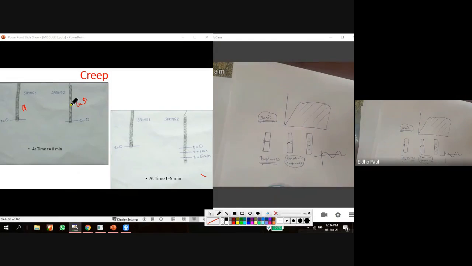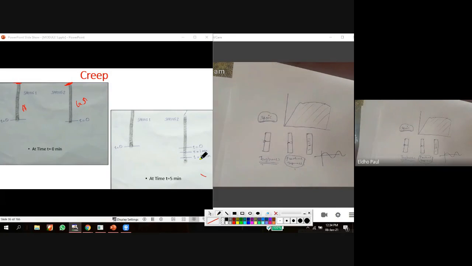At time 0 minutes, both have the same length. Spring 1 and spring 2 have the same weight. There is no external weight acting on these 2 springs, only self weight is acting, and the 2 springs are hung on this wall. At time 0, T0, both have the same length.